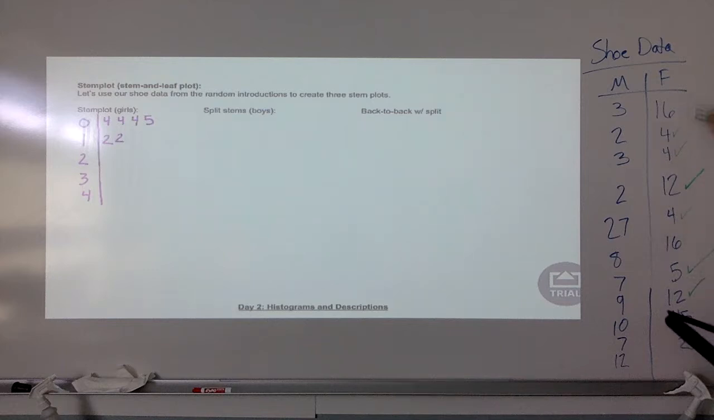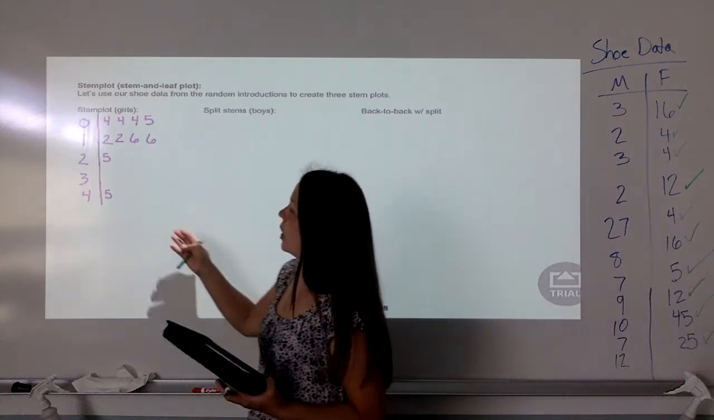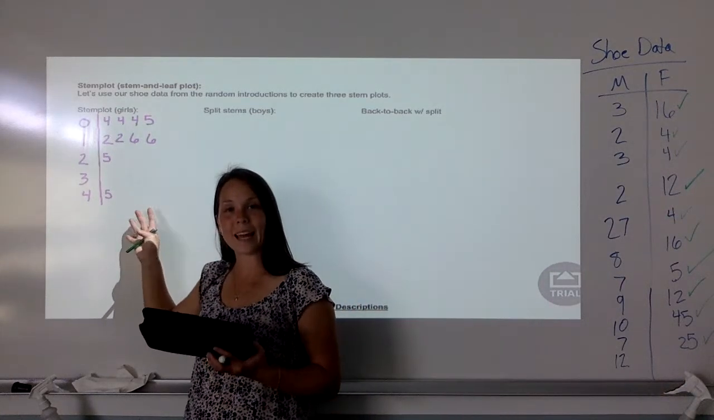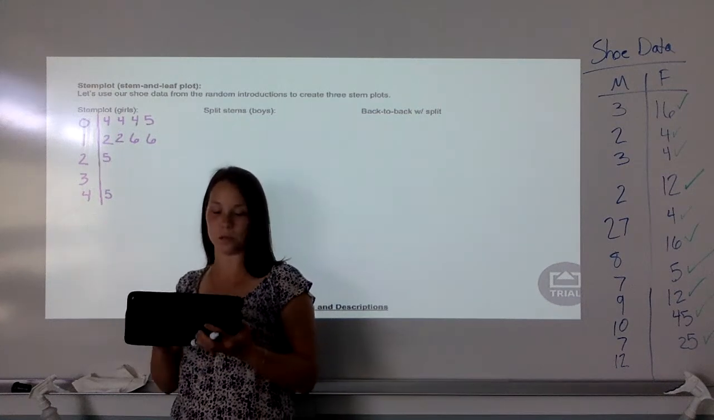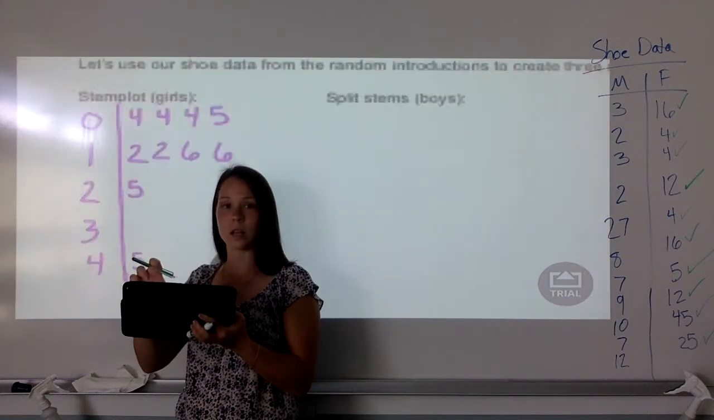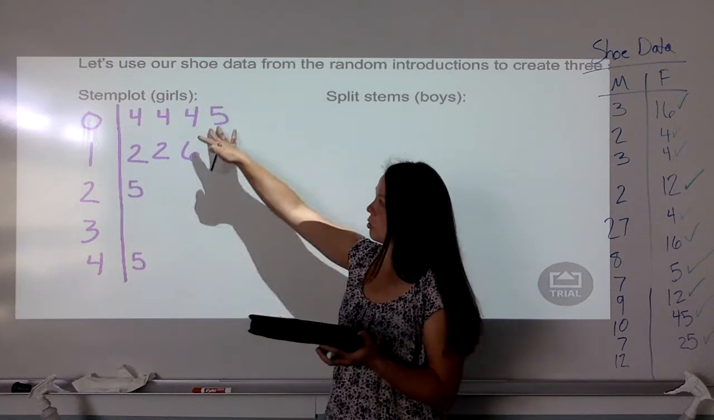The next tens number I have is I have 2 16s, so I'm going to write in 2 6s. And now we're going to go into the 20s. I have 1 25. I don't have any more 20s. I don't have any 30s, but I do have a 45. So you don't want to create something super messy. You want to keep it as nice and neat as possible. And if that was a little hard for you to see, here it is a little bit more zoomed in.